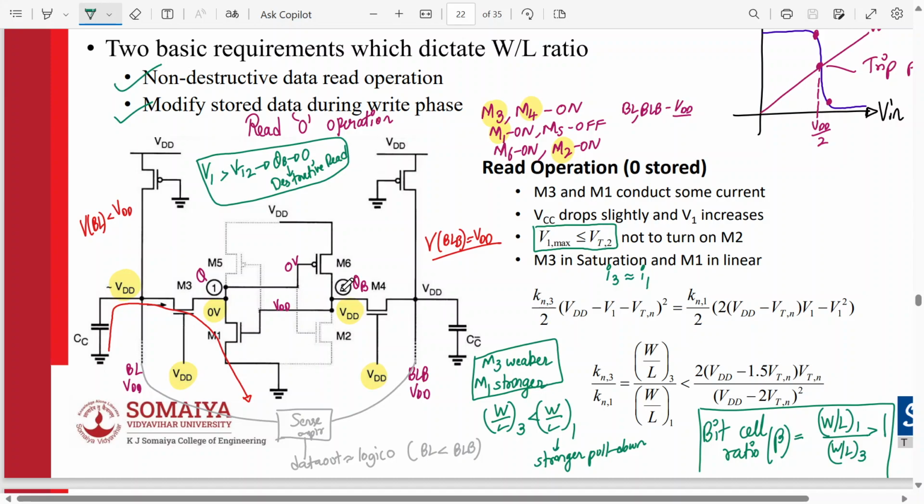Hello. So here these are all from Kang. You can read from there. So you have to keep W by L ratio of 3 compared to W by L ratio of 1. What you should keep? 1 should be greater than 3. Okay.